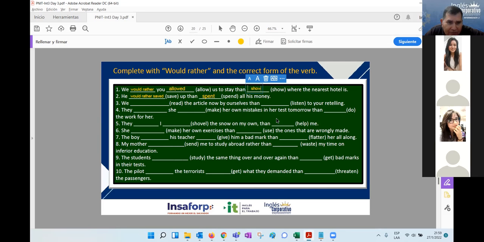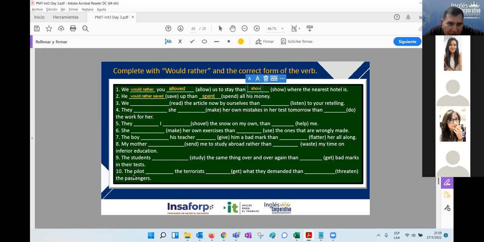I, okay, or the terrorist, or his teacher. So in this one, and this one. I don't know if you can see my mouse. Not tell you cannot see my mouse because I'm not presenting. Then I will tell you in number one or number five, number seven, in number 10, you will use the verb in the past.